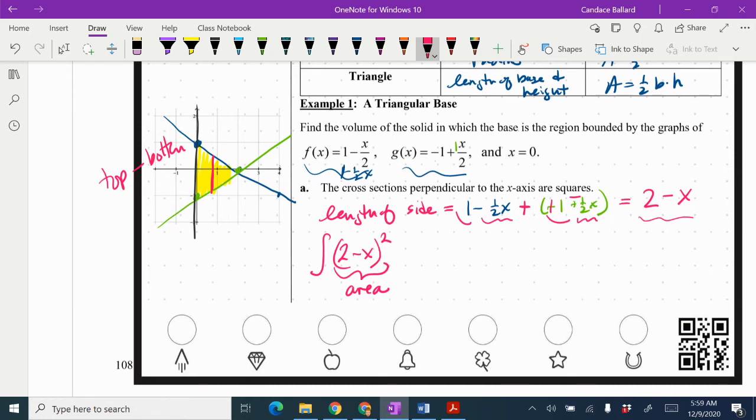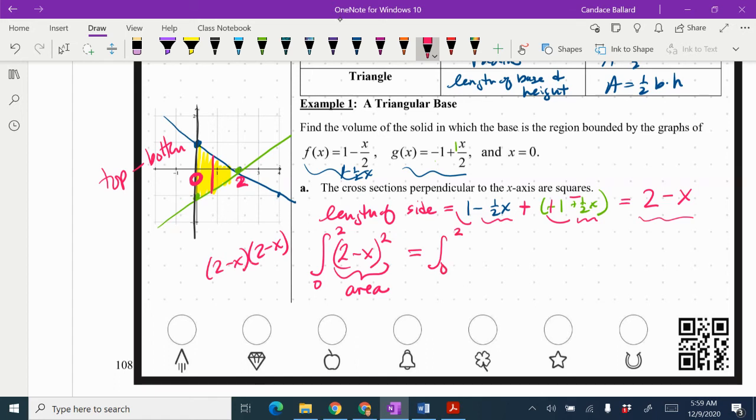We happen to have the graph, so it's really easy to read off the graph this time. I'm starting at x equals 0, and I'm going until x equals 2. So I'm going to go from 0 to 2. Now we're going to integrate this just like we've integrated everything else before. Before I integrate, I'm going to FOIL this out. So I'm going to figure out 2 minus x times 2 minus x.